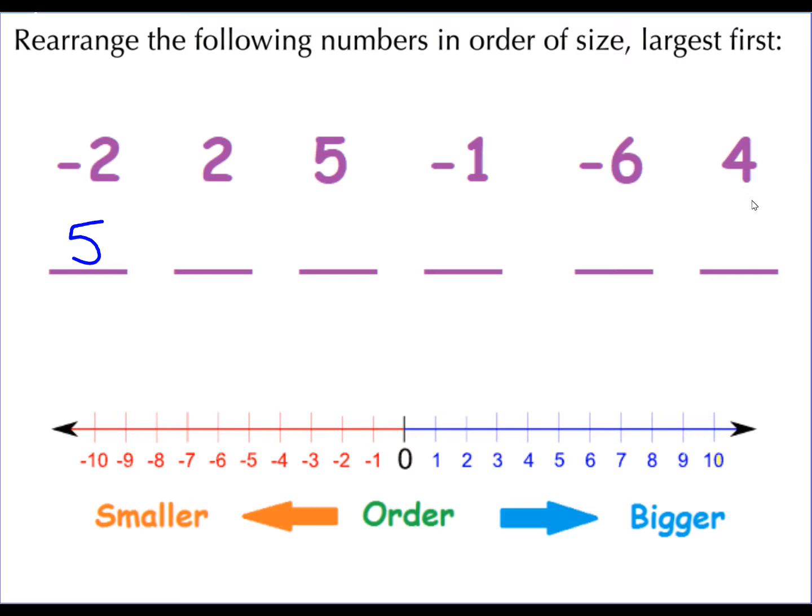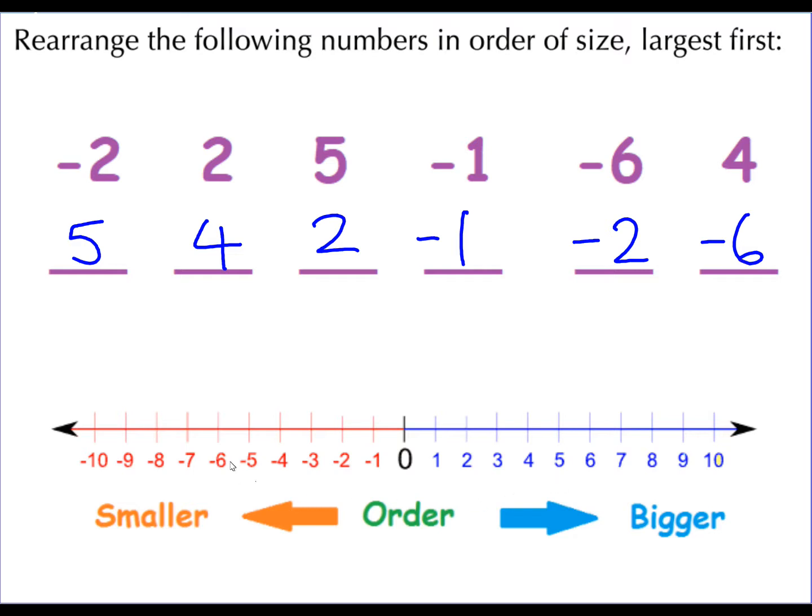Then the next biggest number on the number line is 4, then 2, and now we start hitting the negative numbers. So -1 is larger than -2. So the next largest number is -1, then -2, finishing with -6.